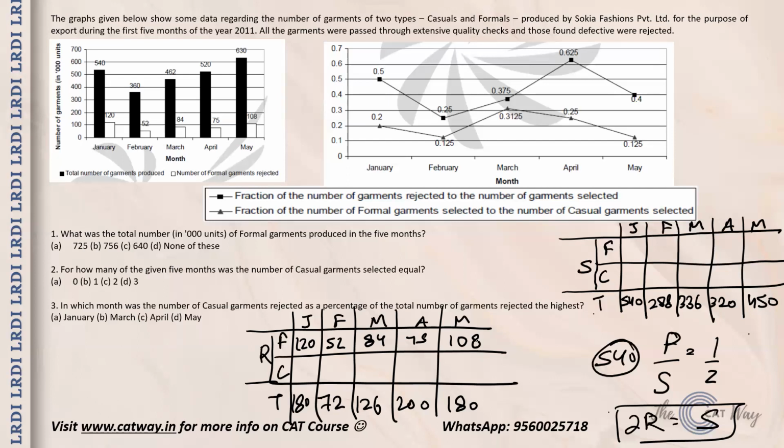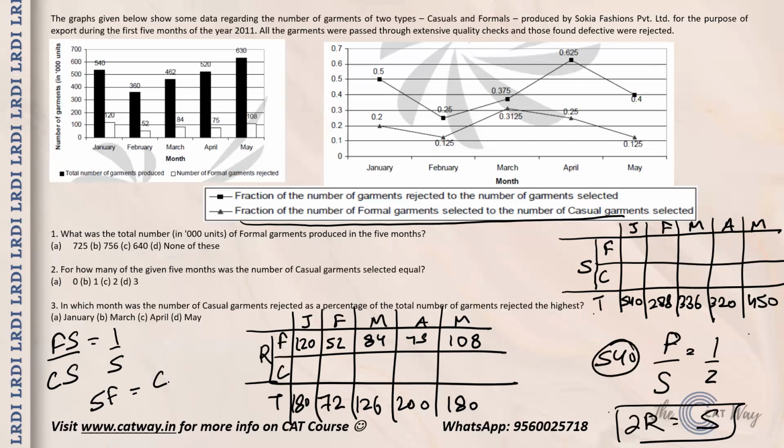Okay, acha. Now you see you have also been given the fraction of number of formal garments selected to casual garments selected. Okay, so if you talk about January, formal selected and casual selected, the ratio is 0.2. 0.2 means 1 by 5. Okay, so 5 formal is equal to 1 casual.